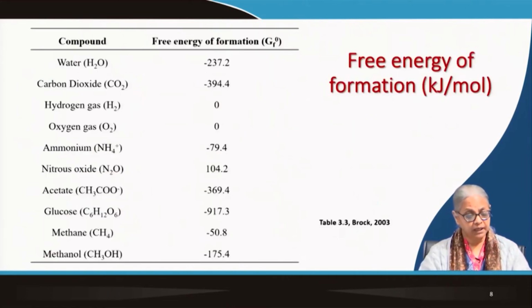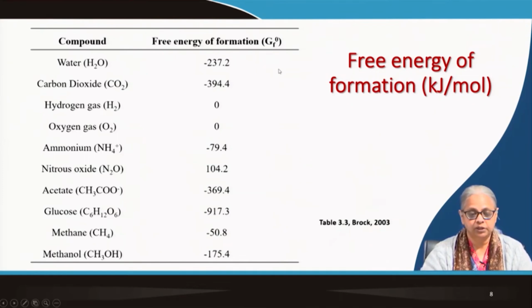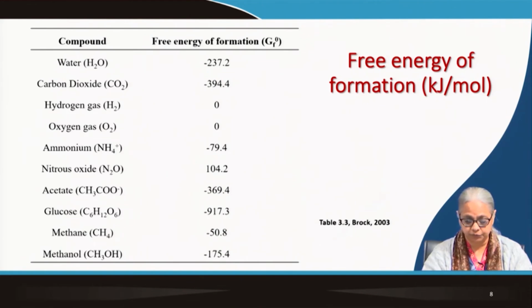So here we have some values for the various compounds that we encounter in microbiology all the time. Okay, so you can see the values, they're all shown over here. We have water, carbon dioxide. You can see for the elements hydrogen gas and oxygen gas, it's 0. All the others have negative delta G values of formation. And this will be important in subsequent parts of this topic.